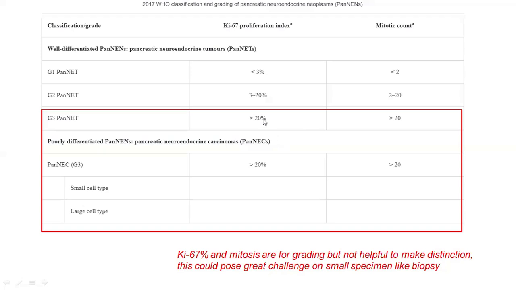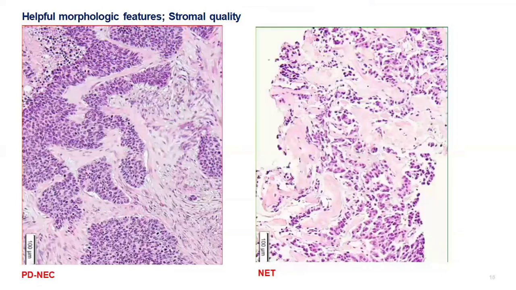They both have greater than 20% Ki67 and greater than 20 count of the mitosis. So it is important to remember that the grading is not helpful to differentiate the neuroendocrine tumors versus the neuroendocrine carcinomas. And how we can differentiate between these two entities on the basis of the histopathological features.